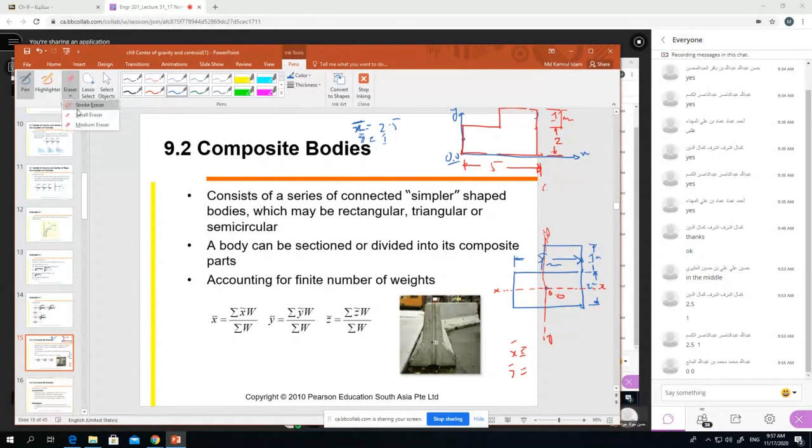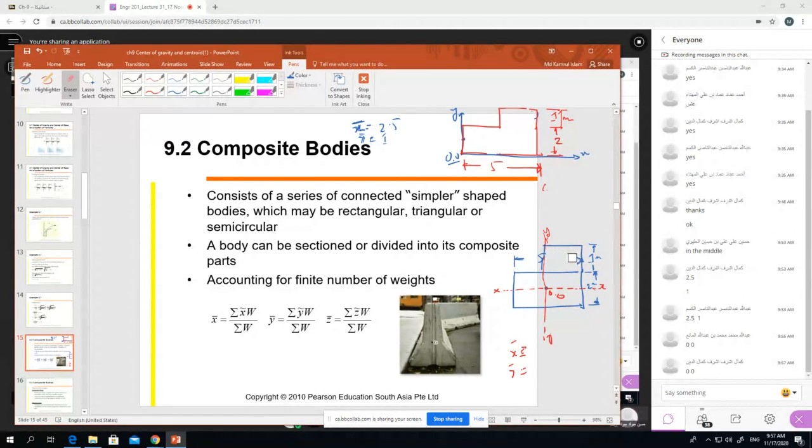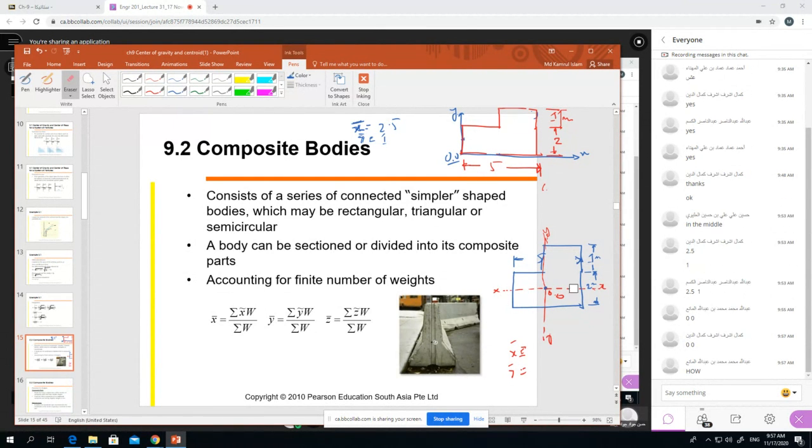Are you listening to me? Are you there? 0, 0. How come 0, 0? How come 0, 0? Center at 0, 0. So you mean the center will be, if I make it like this now, where will the center be? 0, 0? I'm understanding 0.